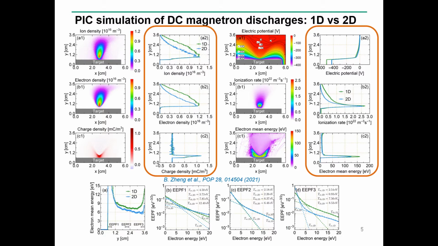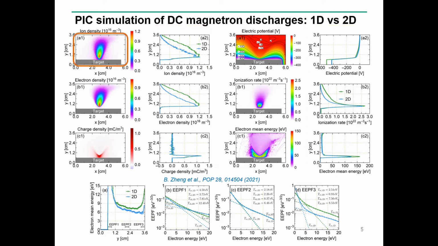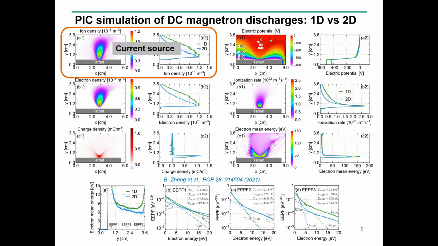So here we performed a two-dimensional simulation of conventional DC magnetron sputtering, and we select the one-dimensional region above the racetrack, where the discharge intensity is also the highest. We performed a one-dimensional simulation along this line. In order to maintain similar discharge intensity, we drive the discharge with a current source such that the current density is similar in the 1D and 2D simulations.